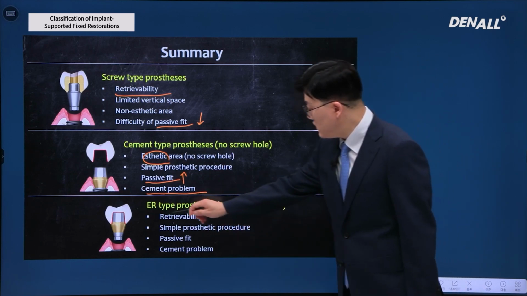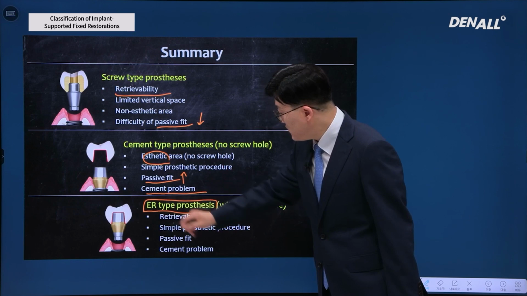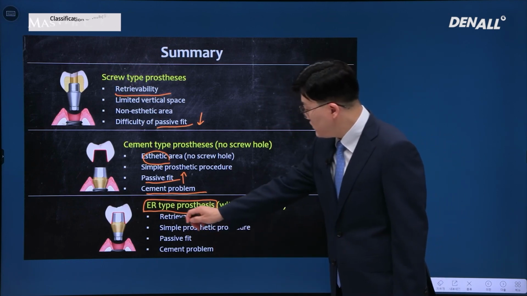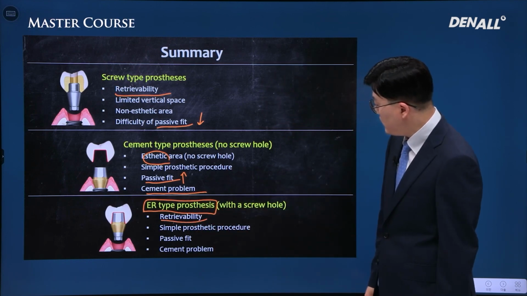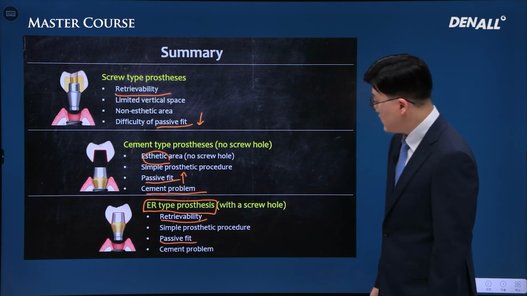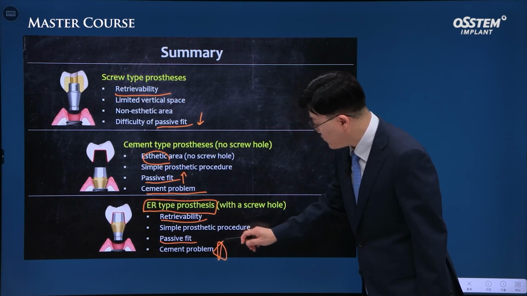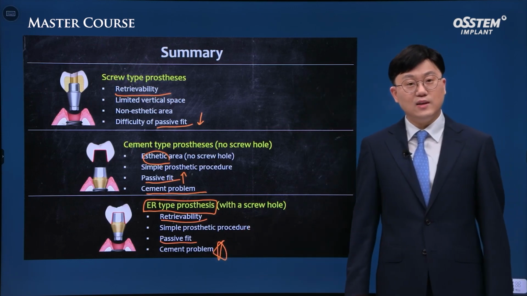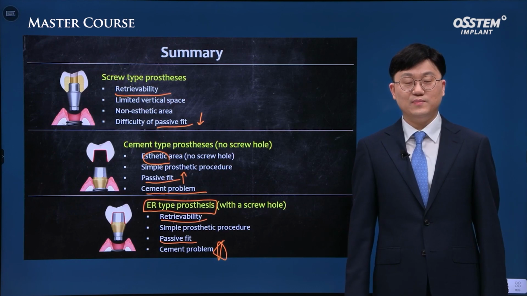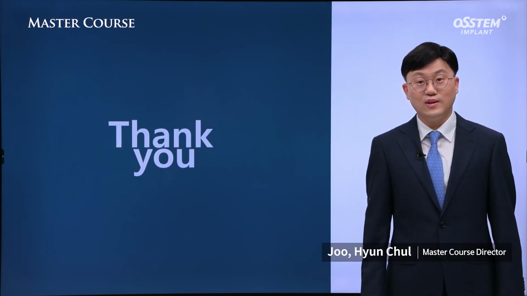I primarily use ER-type prosthesis, and in this case, just like screw-type, it is easy to retrieve, and passive fit can be achieved, which is the advantage of cement-retained prosthesis. However, there can be issues related to cement, so we need to pay attention so that there's no excess cement.